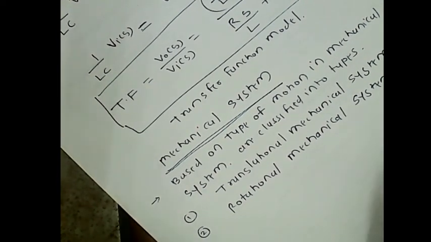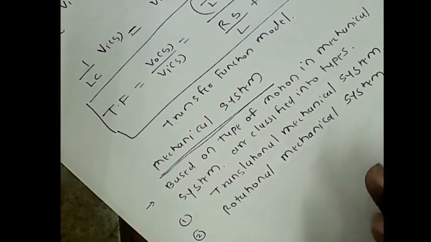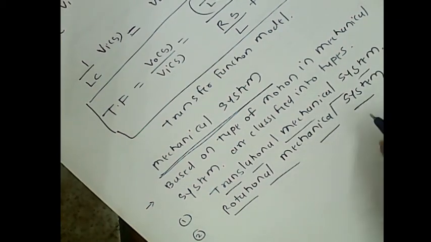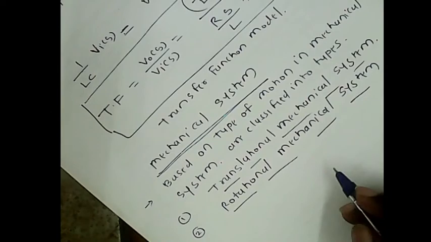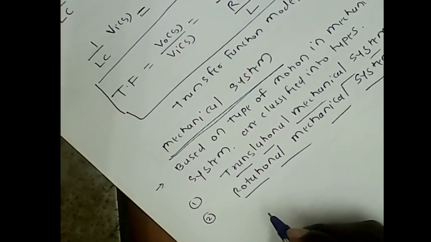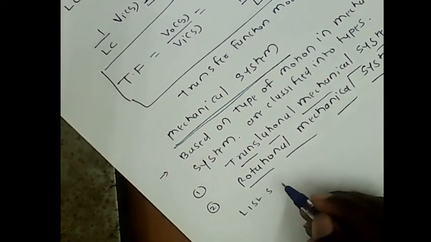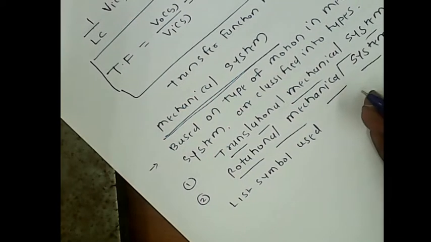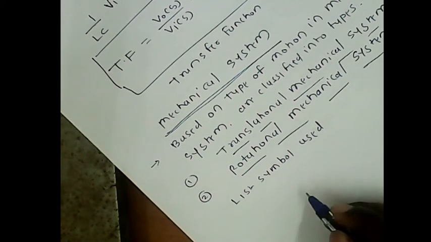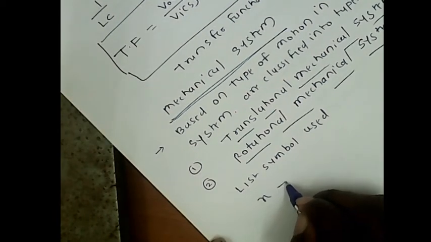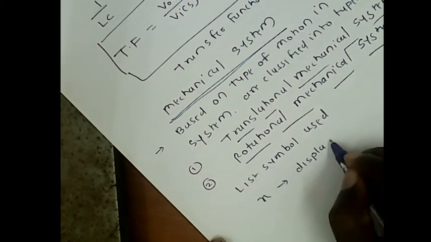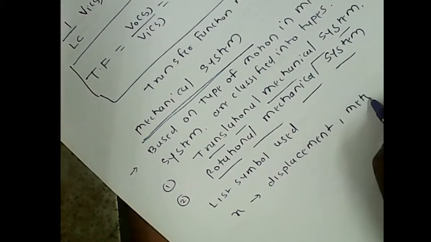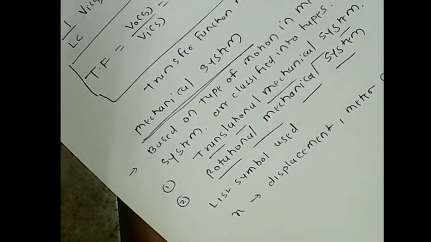mechanical system. So before going to analyze this system in control parameters, we define some basic terms which are very important. So, the list of the symbols which are to be used in translation as well as in rotational system. So first one is x. So x is nothing but the displacement that is to be measured in meter. Okay, that is denoted by small letter m.